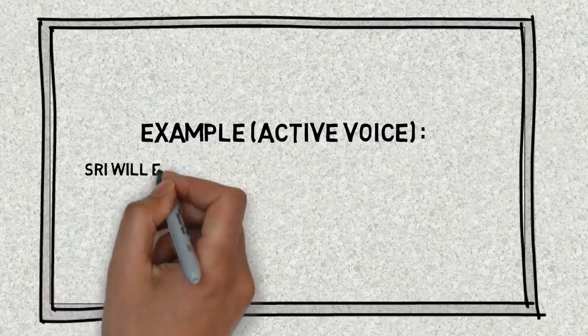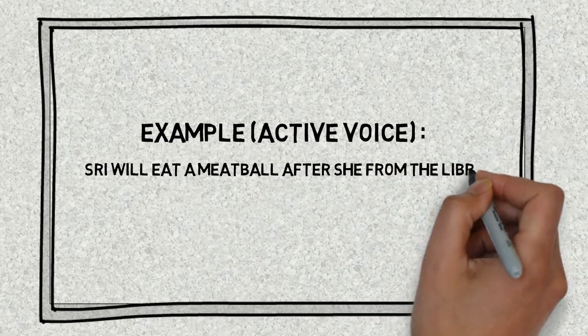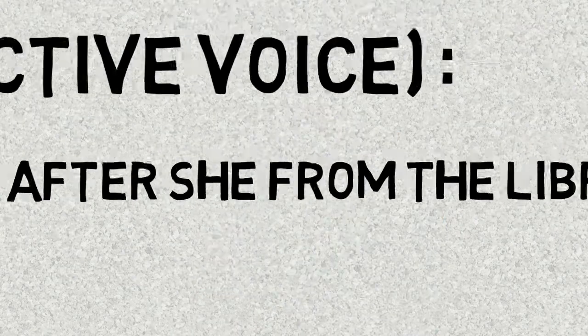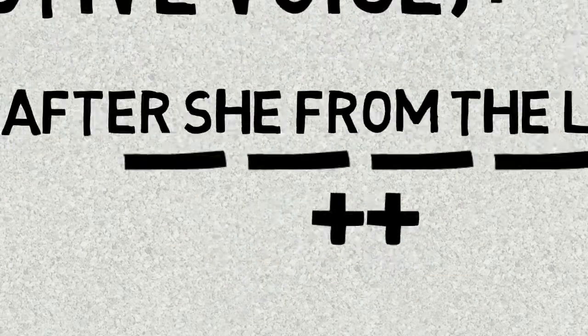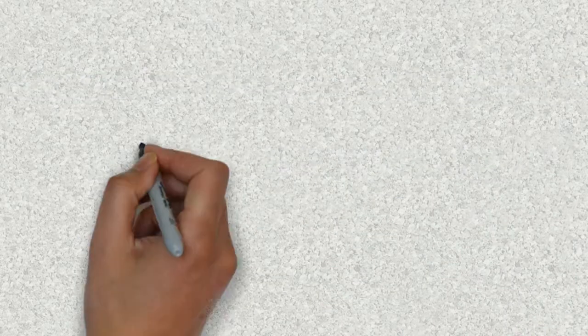From this video, we can get the example: Sri will eat meatball after she from the library. Sri is the subject, eat is the verb 0, a meatball is the object, and after she from the library is the informal information. How to change it into a passive voice form?